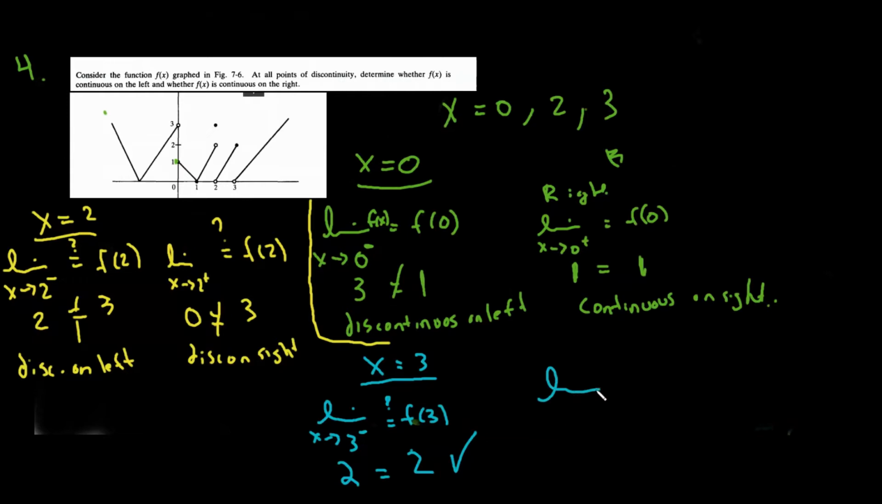And now the limit as x approaches 3 from the right, is it equal to f of 3? If we approach 3 from the right, we're going to use this segment. And it's approaching 0, right? And f of 3, we knew that that was 2. So this is not continuous.